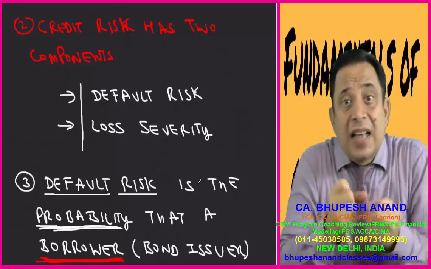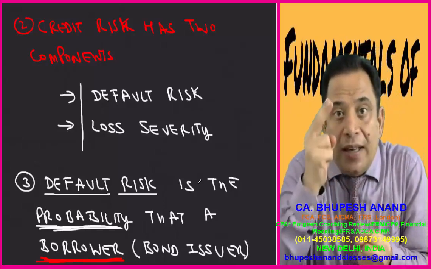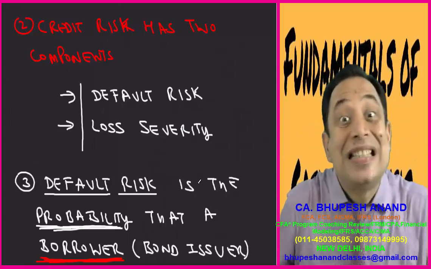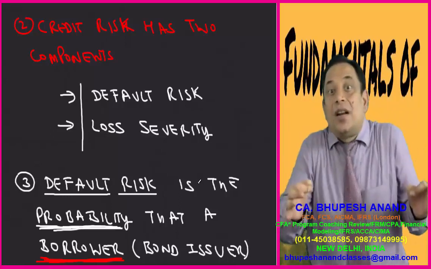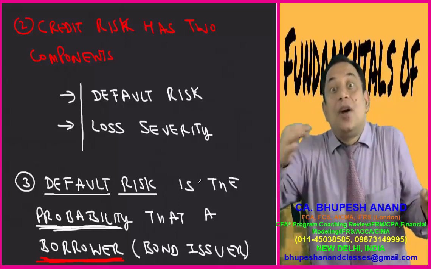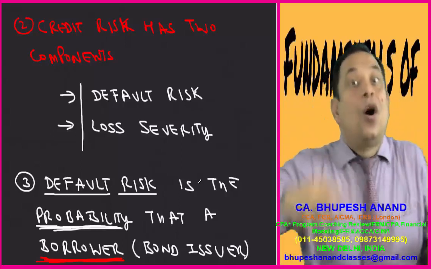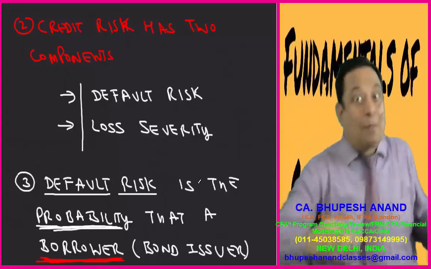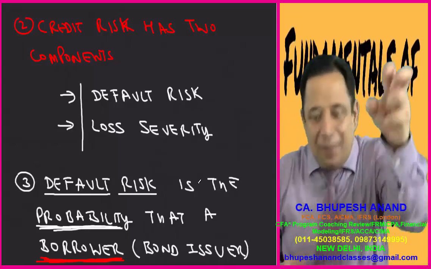So the point is credit risk has two components. One is default risk and second is loss severity. When I say default risk, how much is the possibility, or the percentage, or the probability of default by Kingfisher. That is named as default risk.